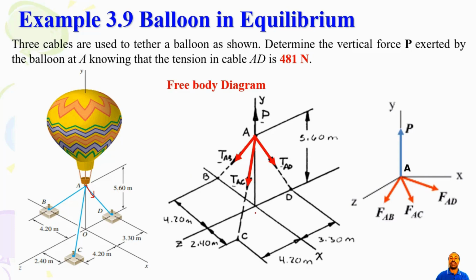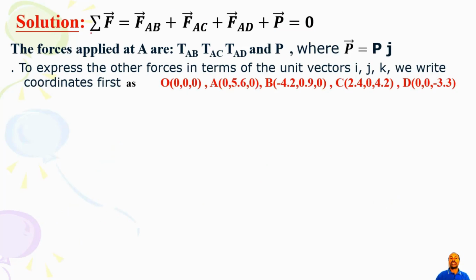TAB, TAC, and TAD are acting in the downward direction, which is to the ground. And this is P, the force exerted by the balloon. So how do we maintain equilibrium? Once this is known, how do you compute AB and AC? This is the overall free body diagram. Now let's go to the solution. The net force is equal to the sum of all forces acting on those cables. So you have FAB, FAC, FAD, and P as vectors, equal to 0.